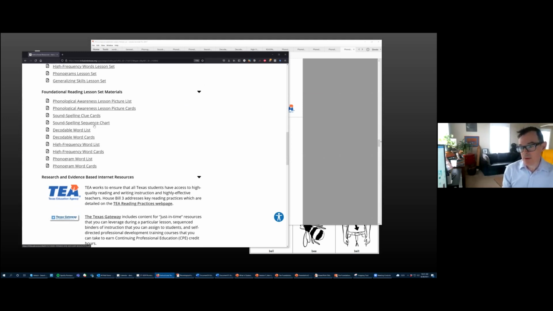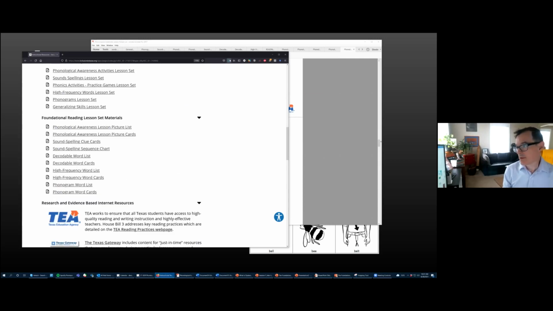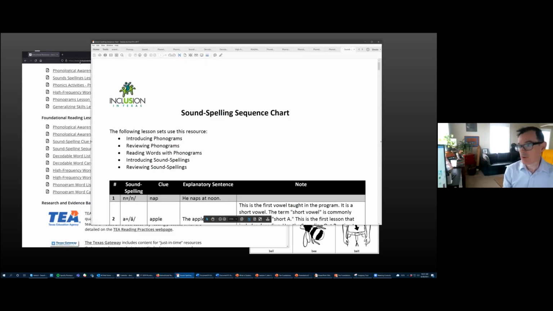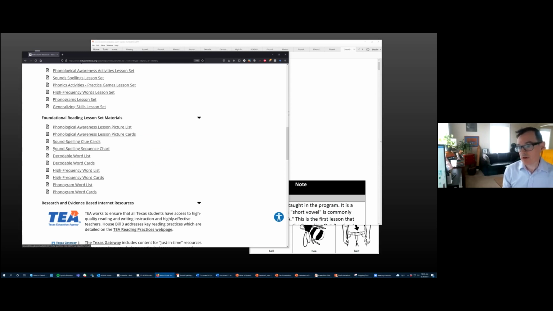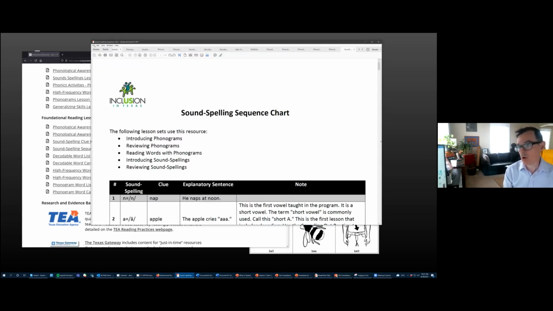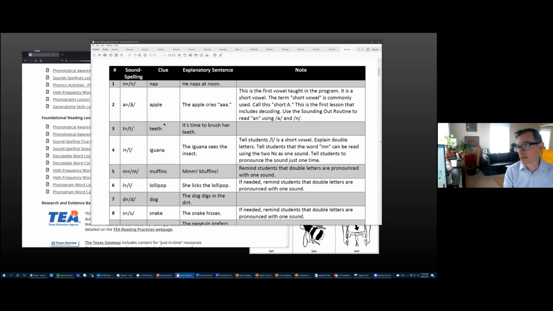Next, we're going to talk about sound spellings. The thing here is to look first at the sequence chart. It's not really highlighted here, but look at the sound spelling sequence chart first, because that shows you how the lessons are organized and gives you a little bit of information about each of the sound spellings that's taught. So here we have the sound spelling, a clue word, a sentence that goes with the clue word, and any notes about the sound spelling.